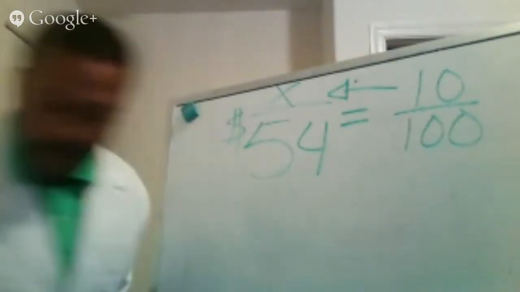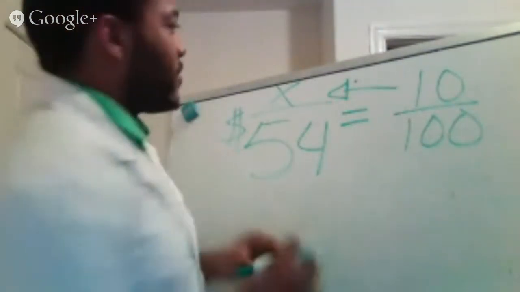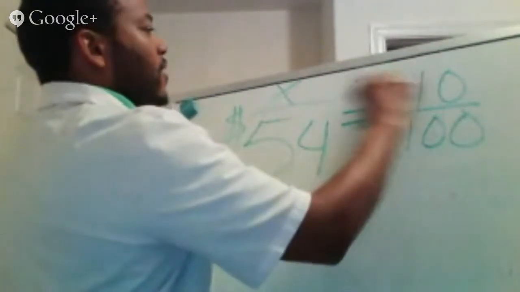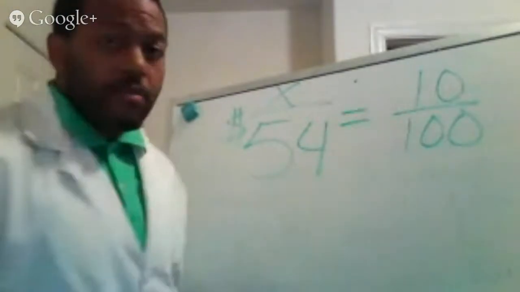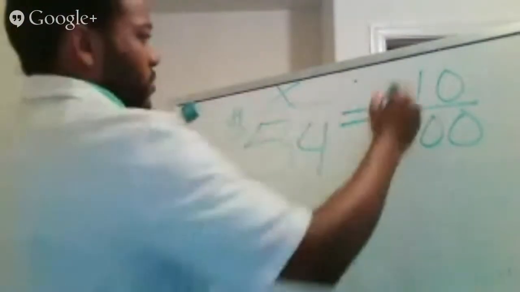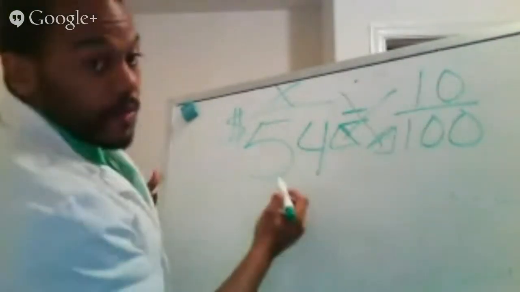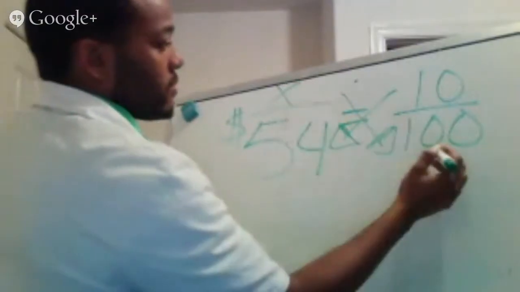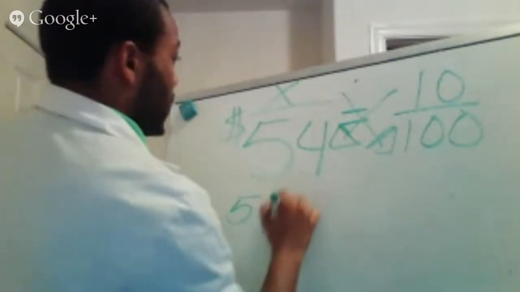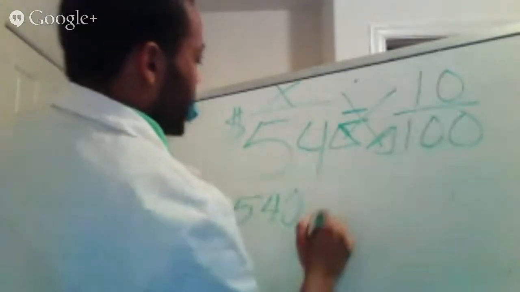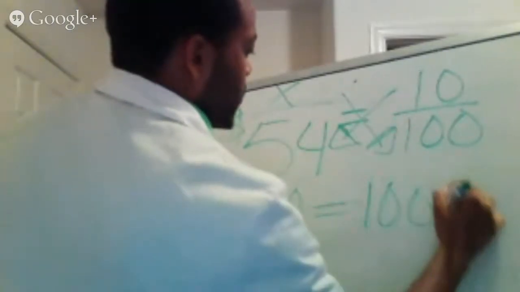So how will we approach this? Now, whenever you have a proportion, across an equal sign, just cross multiply. So we do 10 times 54, and X, our unknown, out of 100. So 10 times 54 is 540. X times 100 would just be 100x.